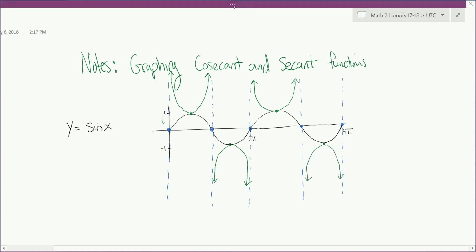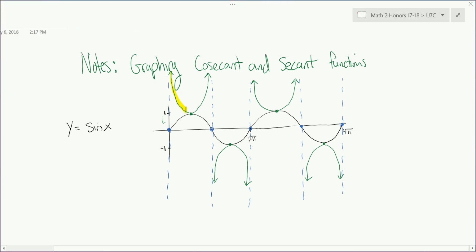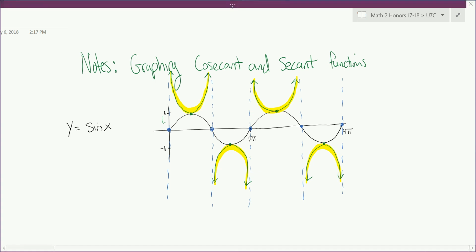Okay, so the part that I'm going to highlight here is the cosecant function. Right, and this is 2 periods of that cosecant function. One period would be the first happy face and the first sad face, right? That's one period, and then it repeats itself. So that's the pattern.